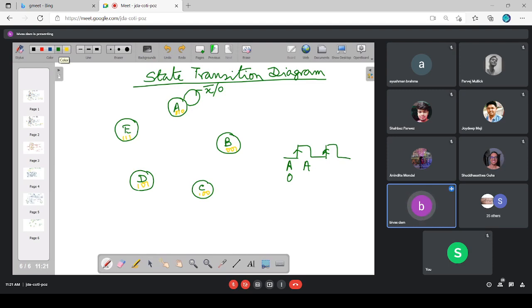Is there any other input possible? X. So if the input condition is X, that is X equal to 1 is coming to me, in that case, what should be the next state? B. Output is 0.